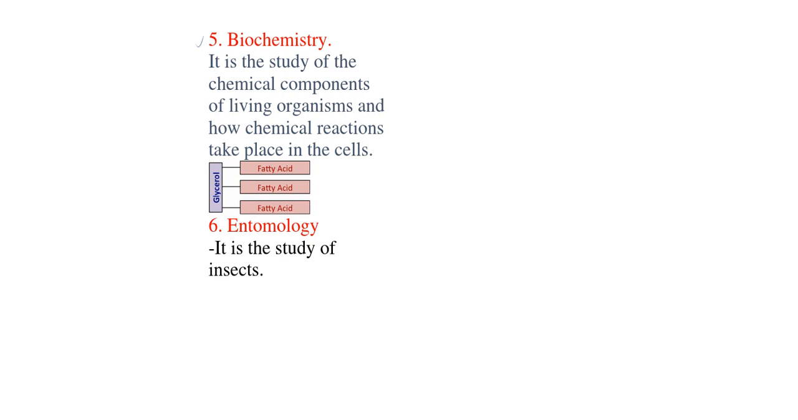Number 5, we are talking about biochemistry, which is a branch of biology that deals with the study of the chemical components of living organisms and how chemical reactions take place in the cells. If you look at this molecule, it is made up of glycerol, which is attached to 3 fatty acids. The study of how the elements combine together to form this molecule and how the molecule disintegrates in our cells to more useful substances is called biochemistry.